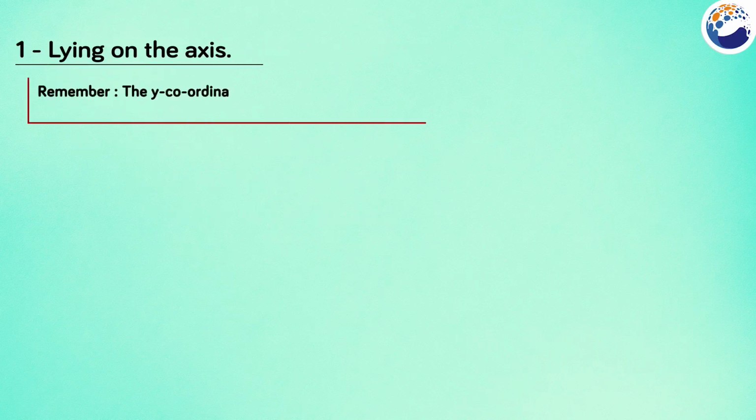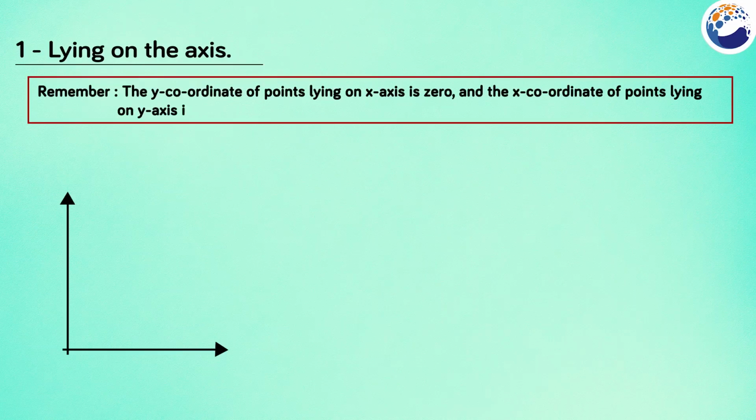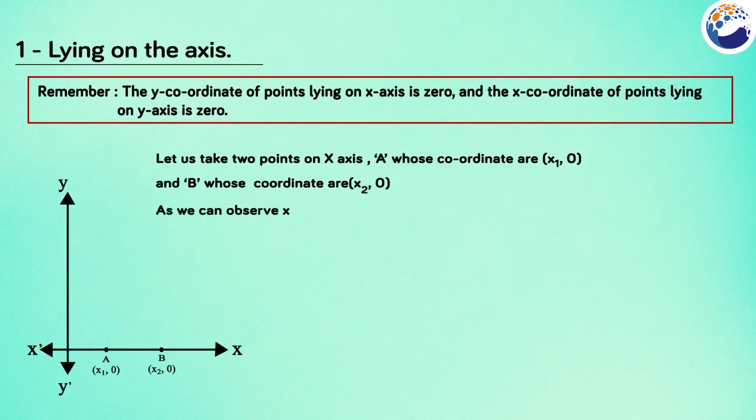Consider the first case, lying on the axis. Remember, the y coordinate of points lying on the x-axis is 0 and the x coordinate of points lying on the y-axis is 0. Let us take 2 points on the x-axis, A, whose coordinates are (x1, 0) and B, whose coordinates are (x2, 0). As we can observe, x2 is greater than x1, therefore distance AB is equal to x2 minus x1.